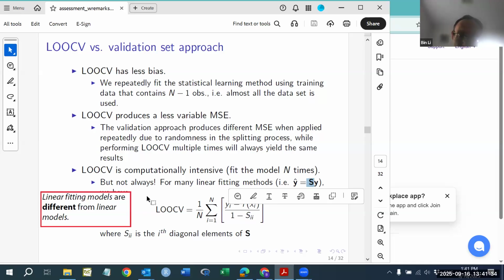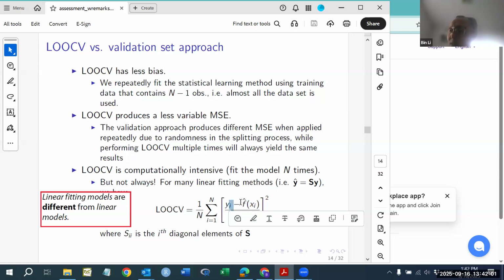Then we can show that the leave-one-out cross-validation can be calculated just once. We don't need to fit the model multiple times, just once, using all the observations. Okay, and then the formula to find the leave-one-out cross-validation error is this one. So this is the estimated value for the i-th observation, and this is y_i, the i-th observation's response value, divided by 1 minus S_ii.